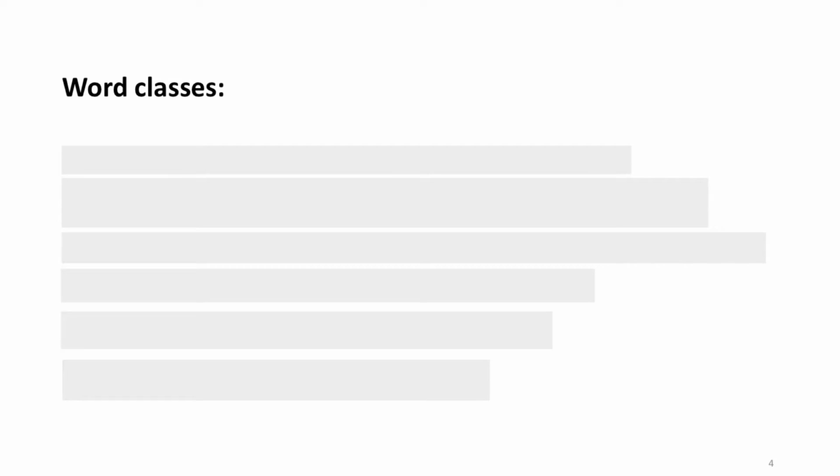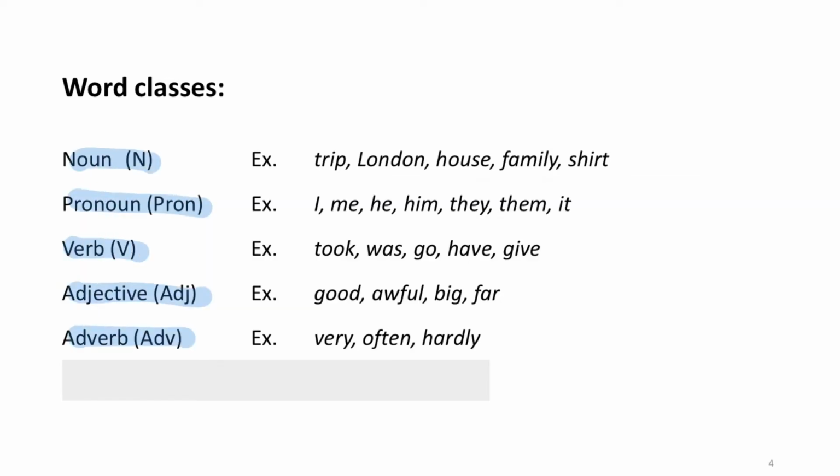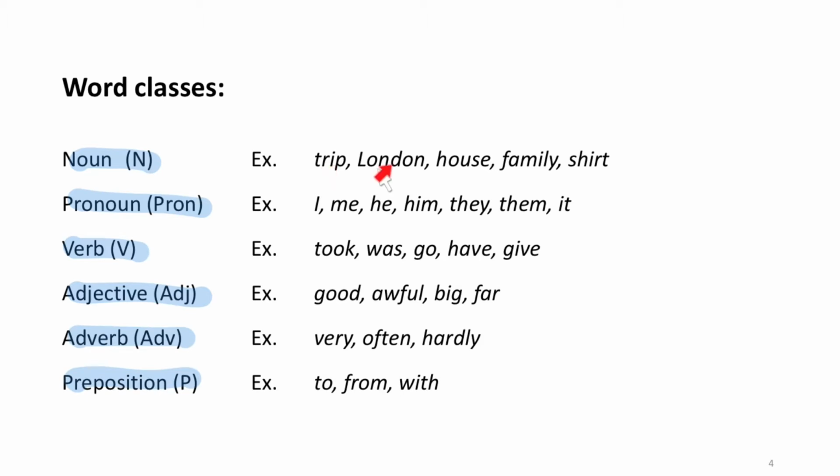Usually, words in a language are classified according to their semantic and syntactic properties. Word classes include noun, pronoun, verb, adjective, adverb, and preposition. For example, trip and London are nouns. I and me are pronouns. Took and was are verbs. Good and awful are adjectives. Very and hardly are adverbs. And to and from are prepositions.